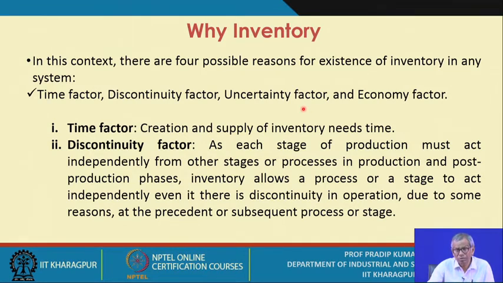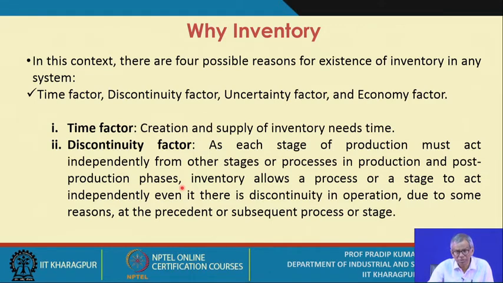And the last one is the economic factor. So let us elaborate briefly on all these factors. The time factor is that the creation and supply of inventory needs time. Is it okay? That's why you need inventory. The second one is the discontinuity factor. Each stage of production must act independently from other stages or processes, production and post-production phases.